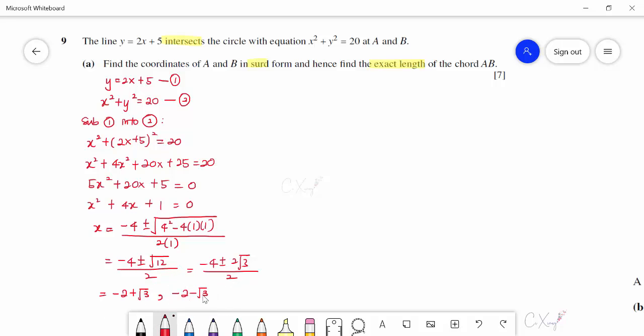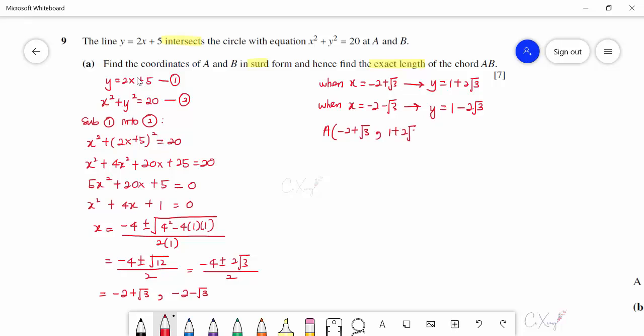Alright, and after that, I want to find the y coordinate. So when x is equal to negative 2 plus square root 3, you substitute the value of x into this linear equation. So you will get the value for y, which is equal to 1 plus 2 square root 3. And then when x is equal to negative 2 minus square root 3, from here you will get y, which is equal to 1 minus 2 square root 3. So we have already found the coordinates for A and also for B in surd form.